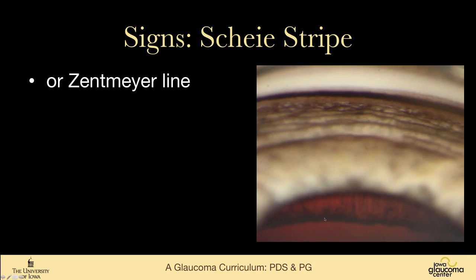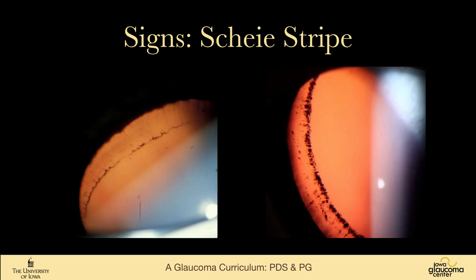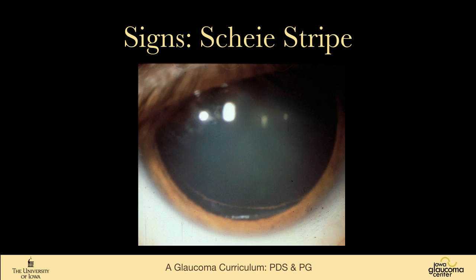And then behind the iris, you can see this line of pigment called a Scheie stripe, or some people call it a Zentmeyer line. That's a deposition of pigment at the junction of the posterior zonules and the vitreous face. Just some other examples. It's very pretty sometimes against the red reflex. This is really helpful to look for in patients who have dark brown irises, because this is a way that you can make the diagnosis without having transillumination defects. And sometimes if the patient dilates very well, you can even see it without gonioscopy.